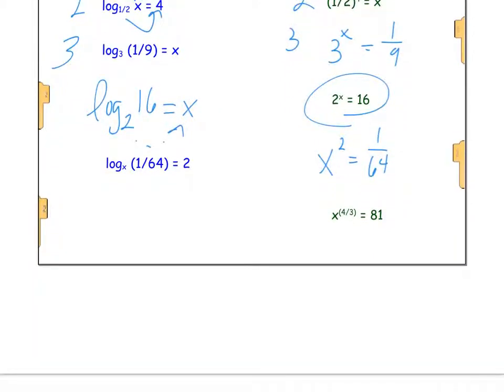Okay, we have our log base x of 4/3 equals 81. Remember, guys, this number here is your exponent. That number there will always be your exponent. And so when you're looking to go from exponential back into log form, you want to first notice the base, but then notice the exponent. That number goes on the outside.